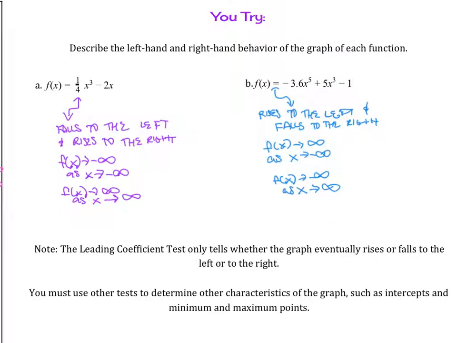Note that the leading coefficient test only tells whether the graph eventually rises or falls to the left or right. It just tells us end behavior. You must use other tests to determine other characteristics of the graphs, such as intercepts and minimum and maximum points.